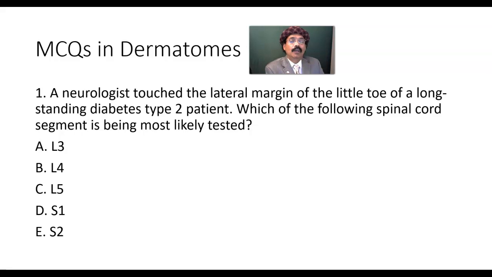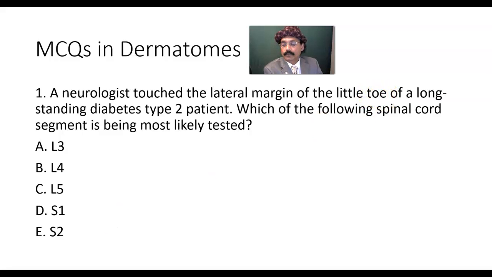Today I will discuss a few multiple choice questions in dermatomes. Let's start. Multiple choice question number 1. A neurologist touched the lateral margin of the little toe of a long-standing diabetes type 2 patient. Which of the following spinal cord segments is most likely being tested? A: L3, B: L4, C: L5, D: S1, E: S2. Remember, the lateral margin of the little toe.